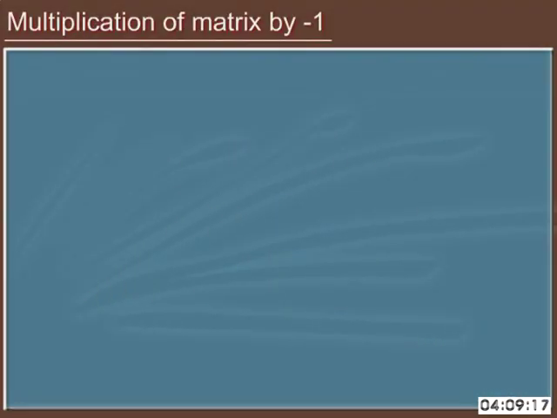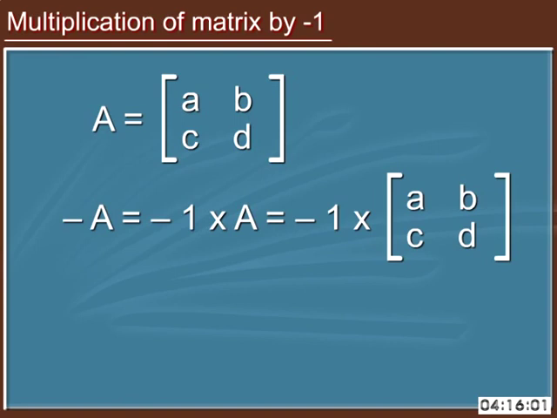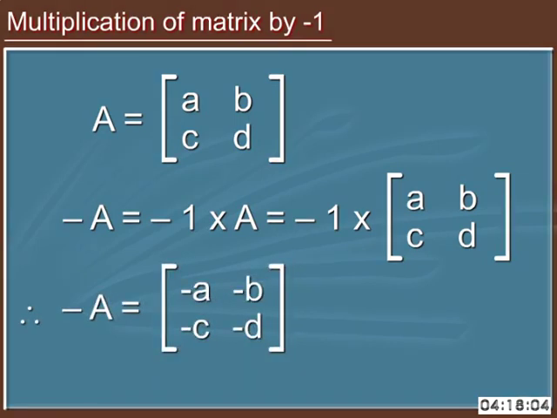Consider multiplication of matrix A by scalar -1. Now observe that the elements of the new matrix so obtained have opposite sign to the corresponding elements of matrix A. This new matrix is the negative of matrix A and is denoted by -A.